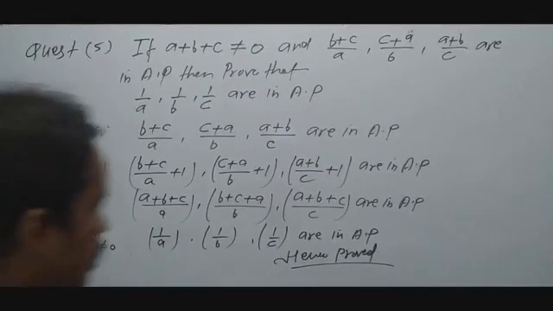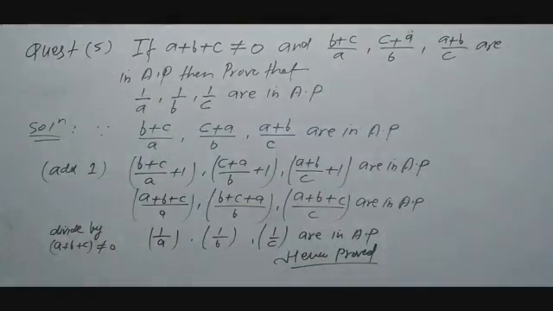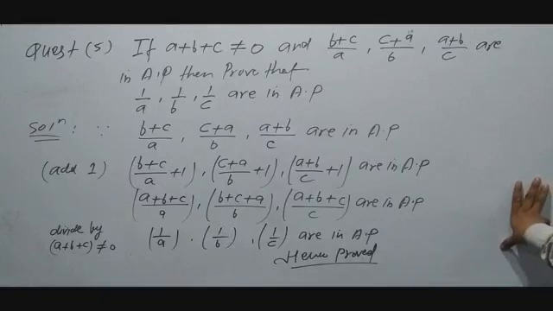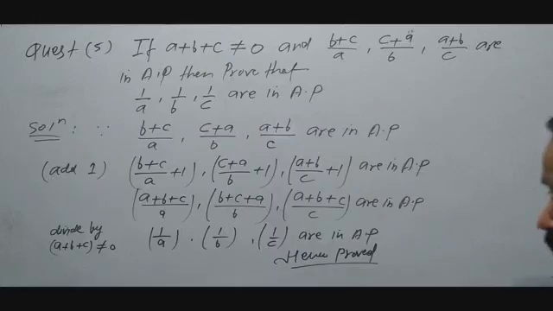Now again see, in this question what we have done. It is given that b plus c upon a, c plus a upon b, a plus b upon c are in AP. Now we have to prove 1 upon a, 1 upon b, 1 upon c are in AP. Then we have used the properties of AP. When you subtract or add any constant to each term of an AP, the sequence will also be in AP. Now we have applied this concept.